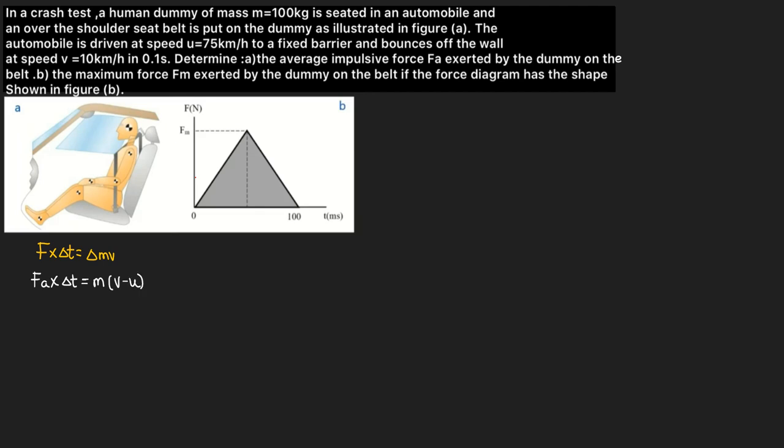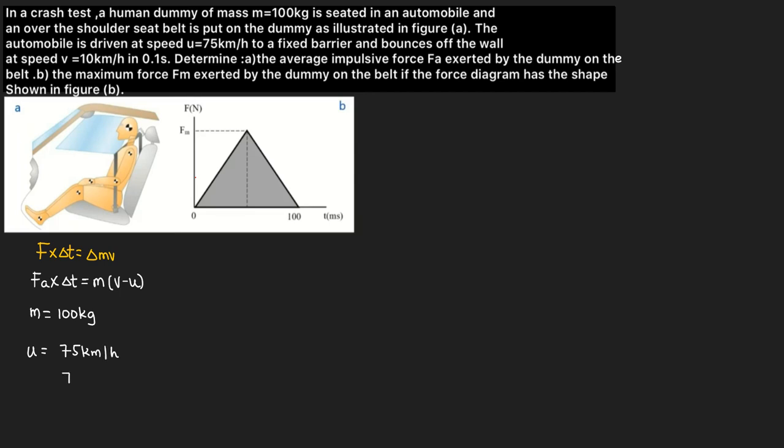So for us to be able to solve this question, we need the change in time, the mass of the dummy, and the change in velocity of the dummy. And don't forget, the dummy will have the same velocity as the car because the dummy is seated in the car. So we have the mass of the dummy to be 100 kilograms. Then we have the initial velocity to be equal to 75 kilometers per hour, and you have to change this to meters per second.